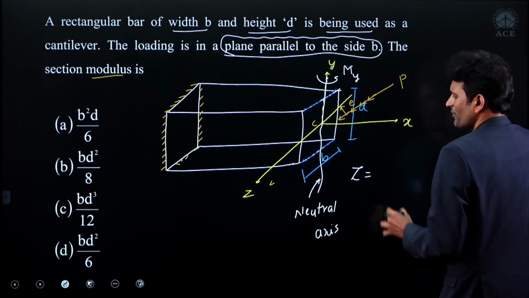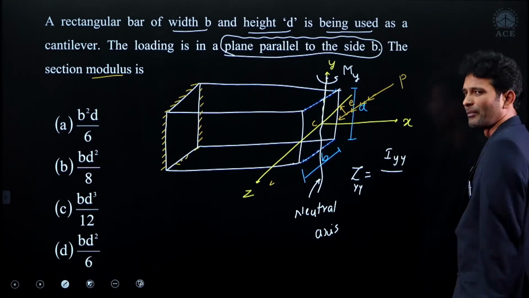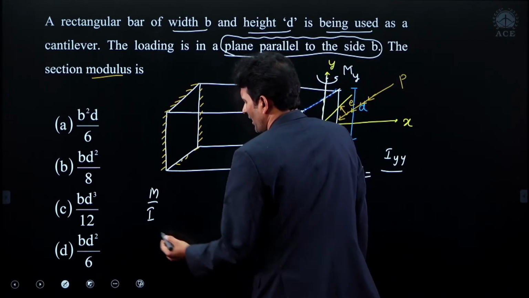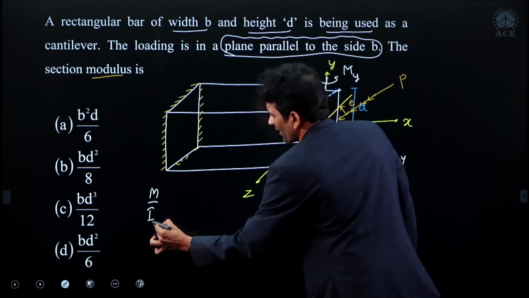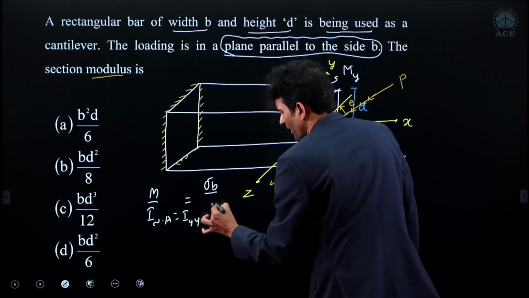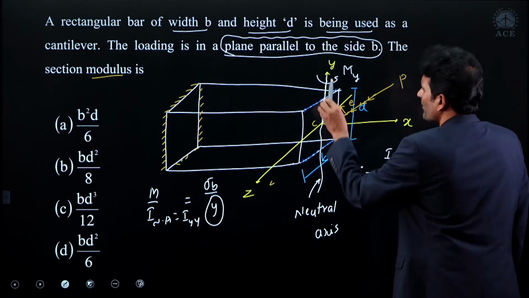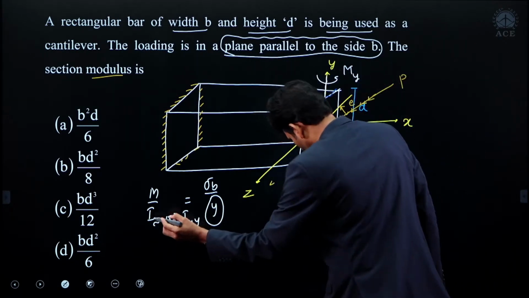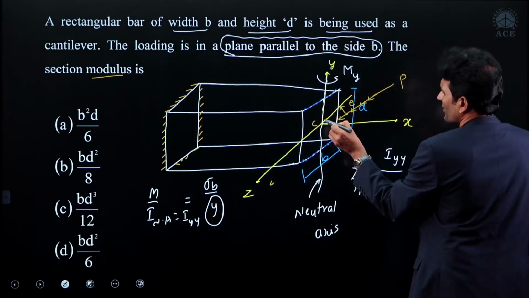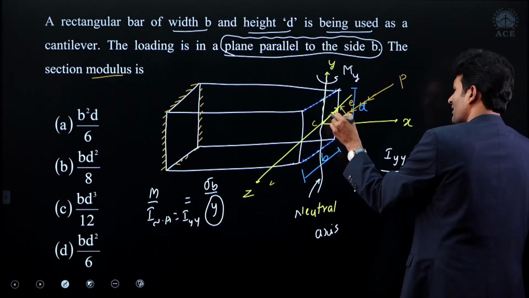So ZYY should be equal to IYY divided by Y. What is the bending formula? M divided by I_NA equals sigma_B divided by Y. Here I_NA is nothing but IYY, and Y is the distance of the layer. When bending happens about the Y axis, the distance I need to measure is in this direction. This is the distance measuring direction.